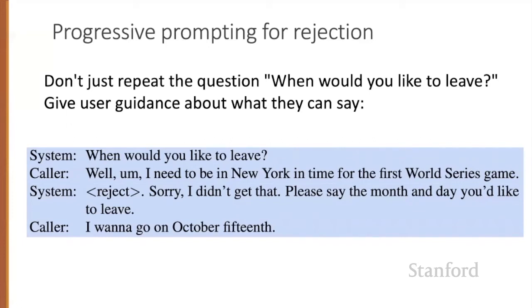Thus, when an utterance is rejected, systems often follow a strategy of progressive prompting or escalating detail, as in this example. The system didn't understand this long sentence from the caller, and instead of just repeating the question, when would you like to leave, the rejection prompt gives the caller more guidance about how to formulate an utterance the system will understand. These "you can say" help messages are important in helping improve systems' understanding performance.